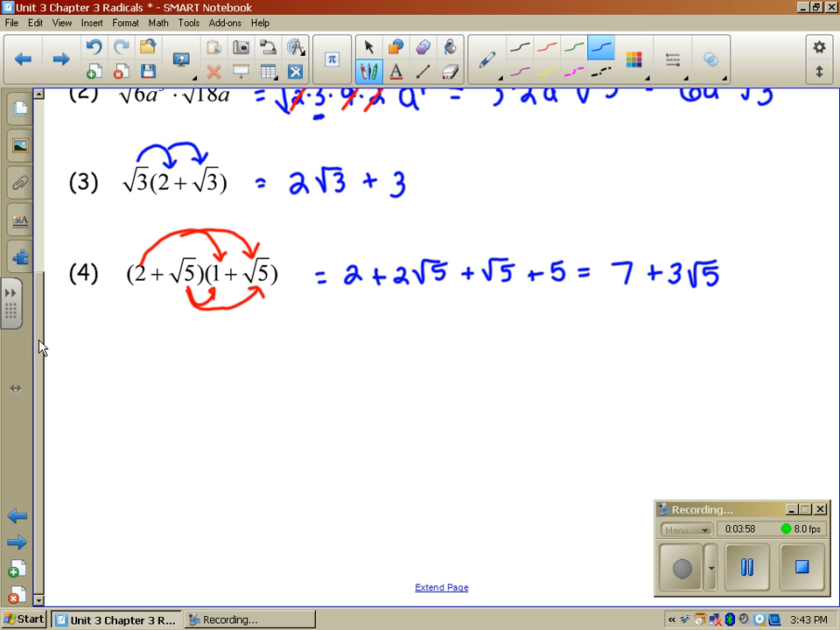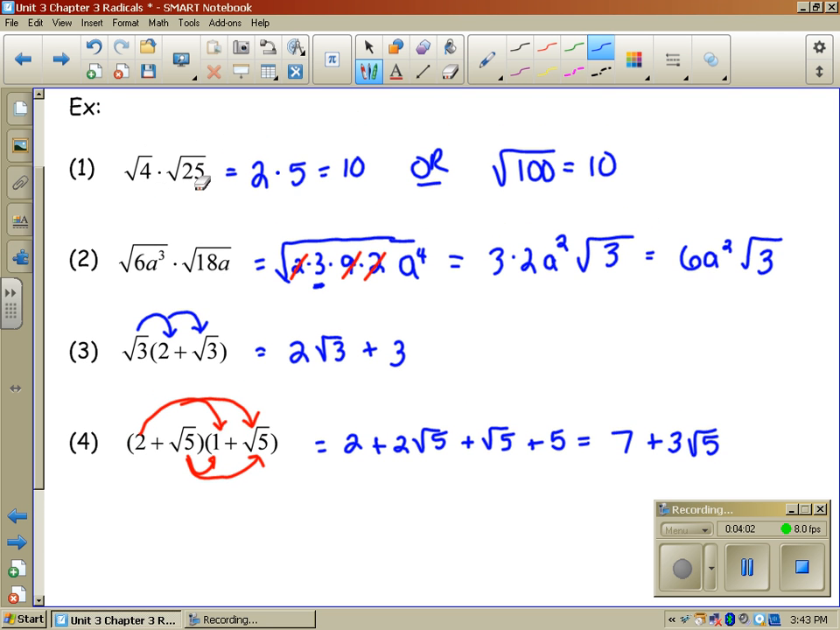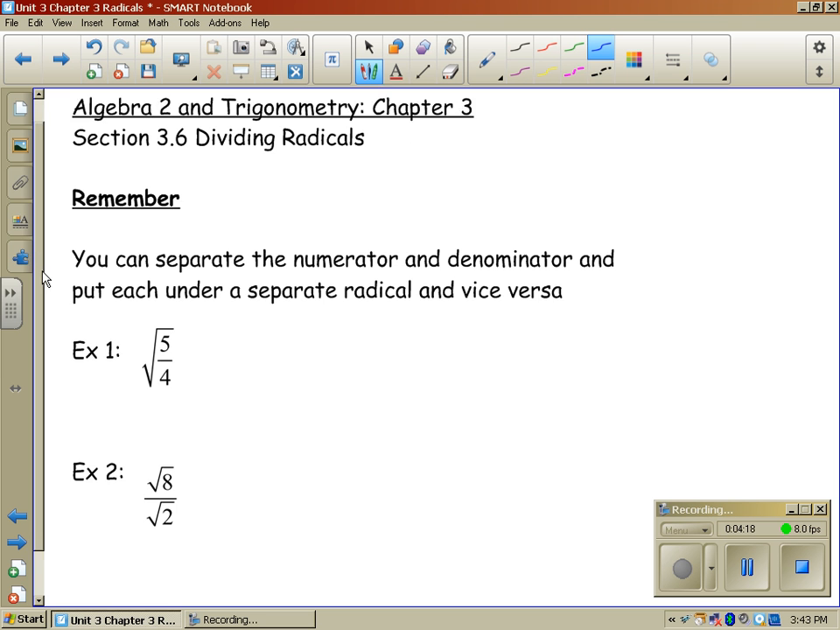So multiplication is generally easier than adding and subtracting. Again, simplify, then multiply, multiply, then simplify, distributive property, FOIL, or distributive property twice. Okay, let's go to the next page and talk about division.